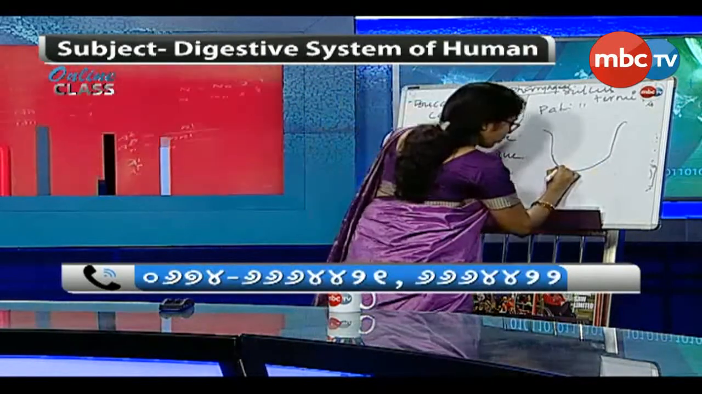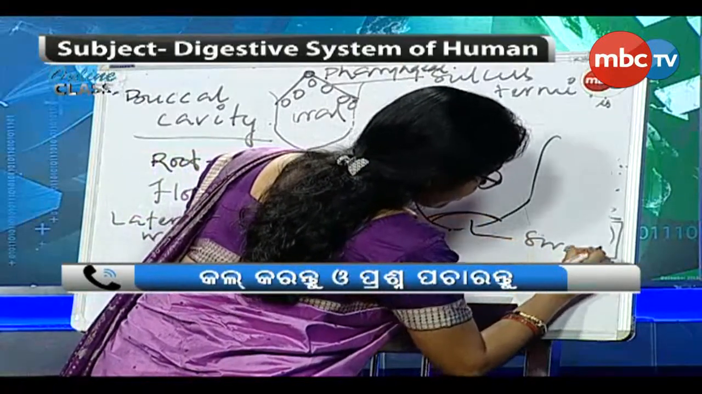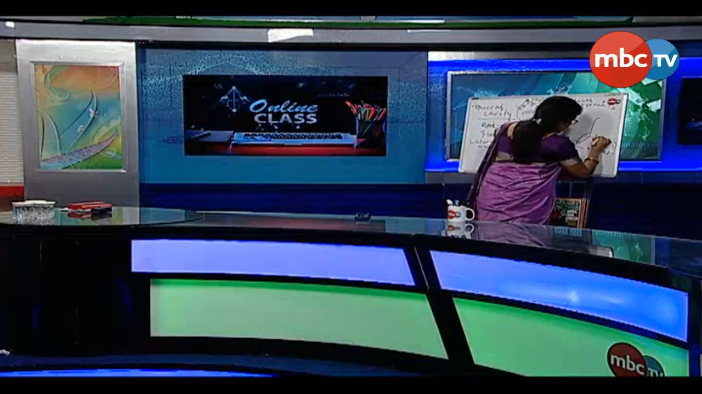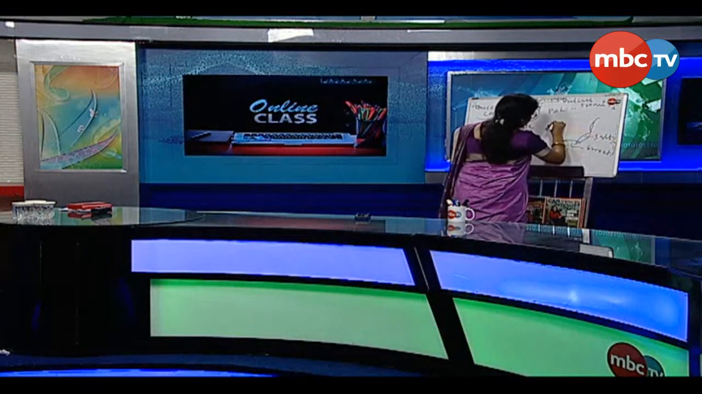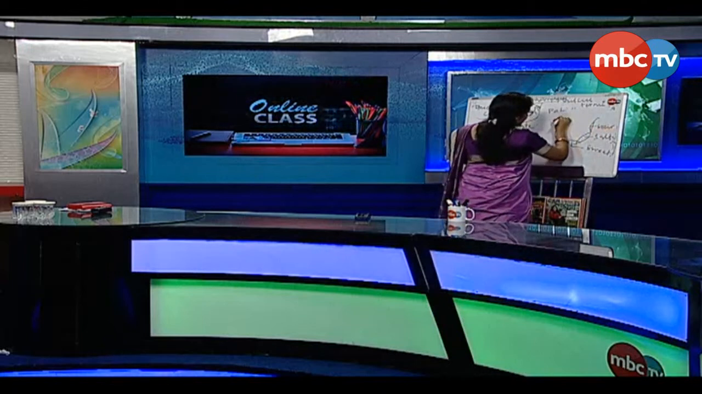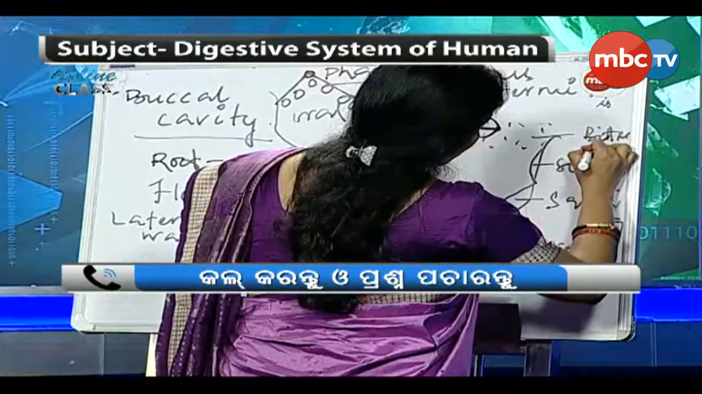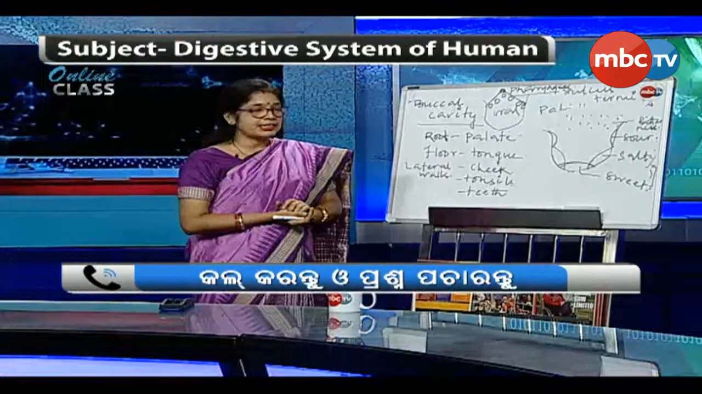The tip of the tongue detects the sweetness of the food. The anterolateral part of the tongue distinguishes the salty taste of the food, and the lateral part detects the sourness of the food, and the last one, the posterior most part, determines the bitterness of the food. So these are the different taste regions which are present in the tongue.